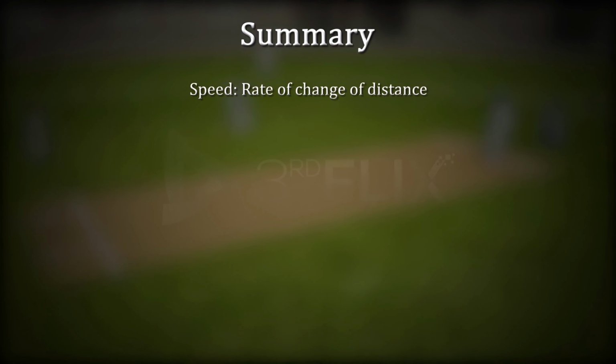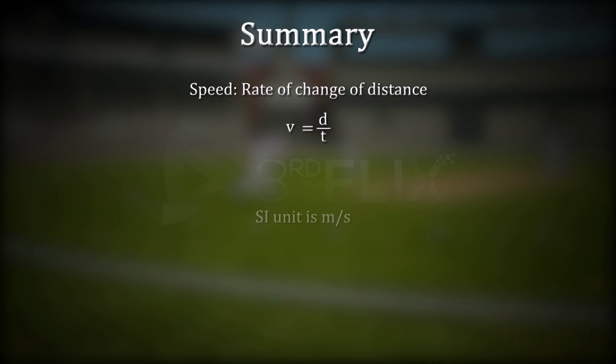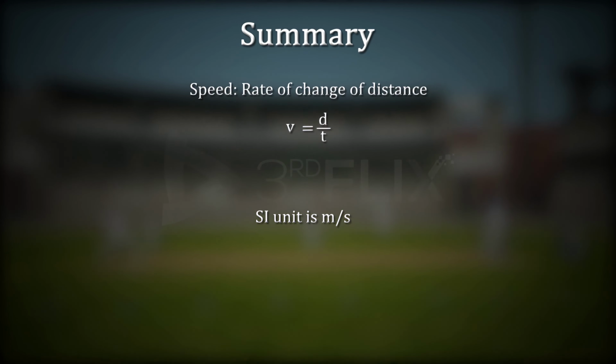Summary: speed is defined as the rate of change of distance. V equals d by t. Its SI unit is meter per second.